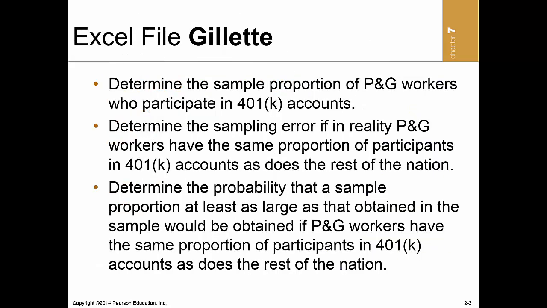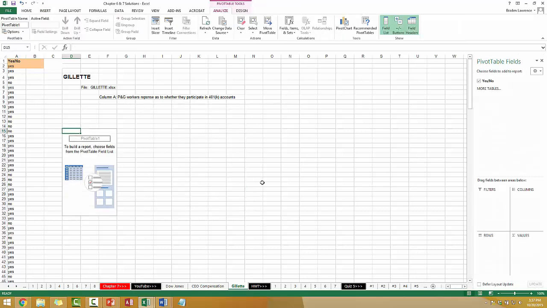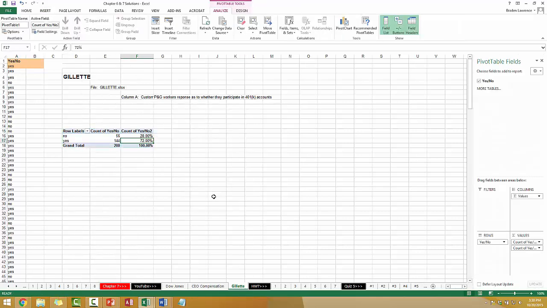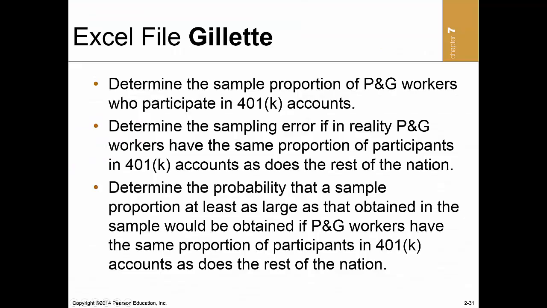Go ahead and open Excel file Gillette and answer the following questions. So to do this, I'm going to insert a pivot table as we've done before. So from this problem, we know that nationwide, 66% of eligible workers participate in these accounts. So here, p-bar will be 0.72, and our population proportion will be 0.66, so we have a sampling error of 0.06. Okay, so now we want to determine the probability that a sample proportion at least as large as that obtained in the sample would be obtained if Procter & Gamble workers have the same proportion of participants in 401k accounts as does the rest of the nation.